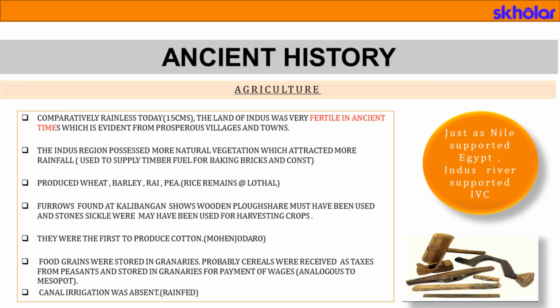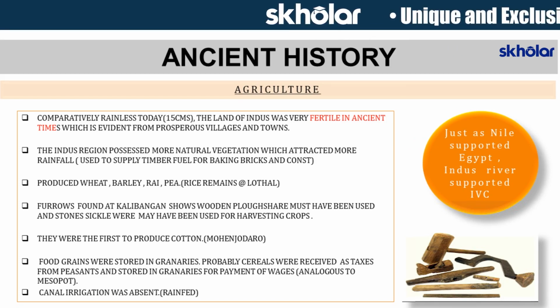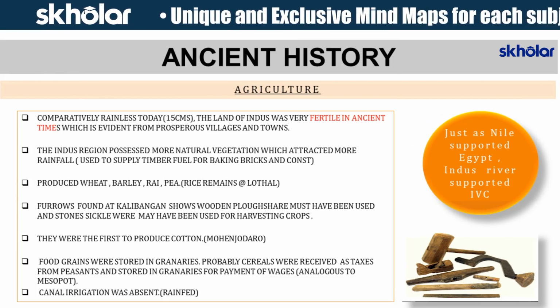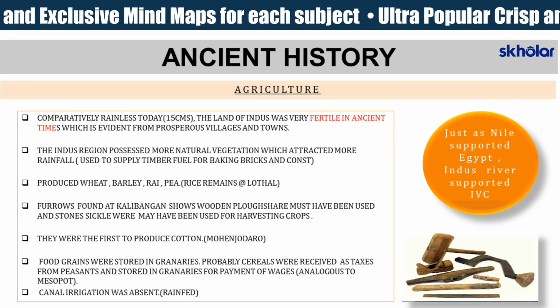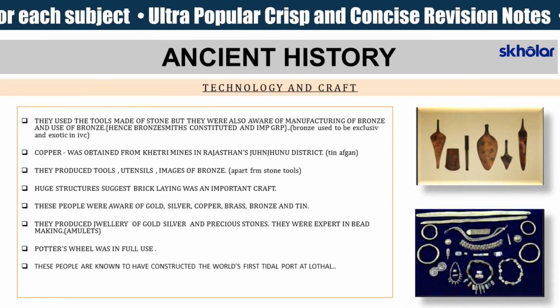What were the agricultural produce that they used to cultivate? Stone sickle, wooden furrow were used. They were the first to produce cotton. Cotton traces have been found at Mohenjo-daro. Food grains were stored in granaries and canal irrigation was absent. So let's move on to our next part, that is the technology and craft.